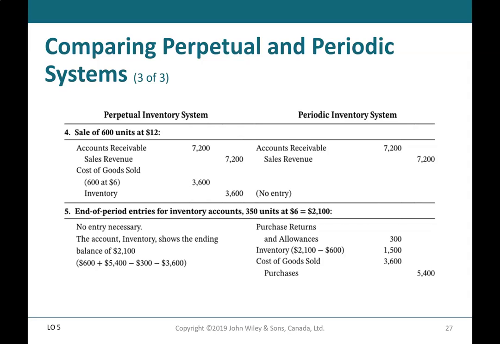The end of period entries for inventory accounts, where the inventory is going to be 2,100. Under the perpetual inventory system, there's no entry necessary. The inventory account shows the ending balance of 2,100. But under the periodic inventory system, we will debit the purchase returns and allowances for 300. We would debit inventory for 1,500. We would debit cost of goods sold for 3,600. And we would credit purchases for 5,400.